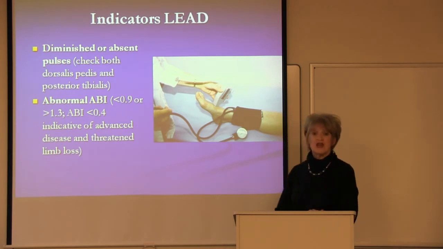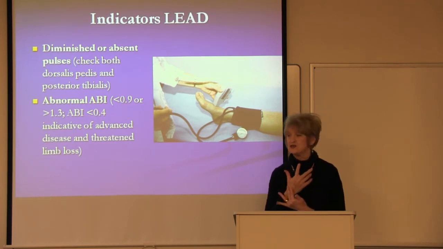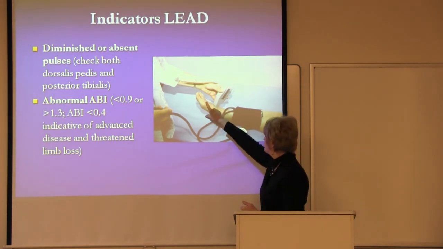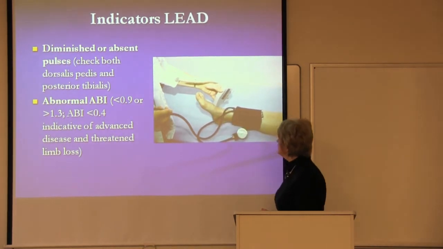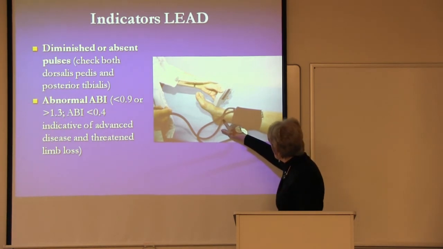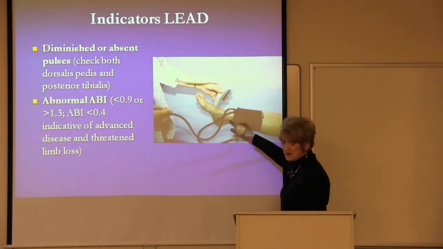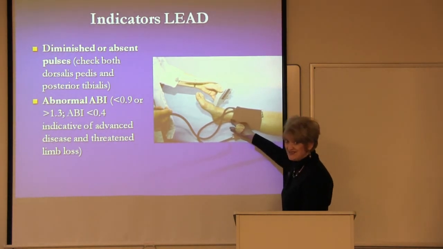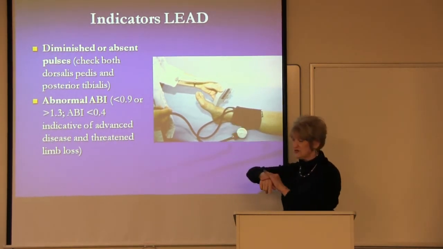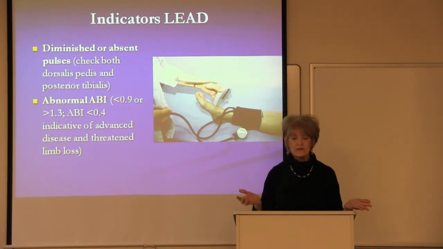Then, of course, you're going to check pulses. You're going to check the dorsalis pedis, which typically runs between the first and second toe along the arch of the foot, so right along here. And then you're going to check the posterior tibialis, which runs right behind and above the medial malleolus. So you're always feeling on the inside of the leg. So you check both the dorsalis pedis and the posterior tibialis.